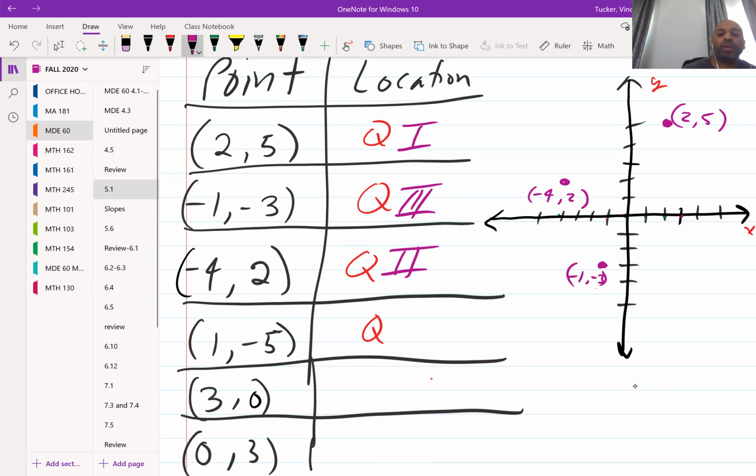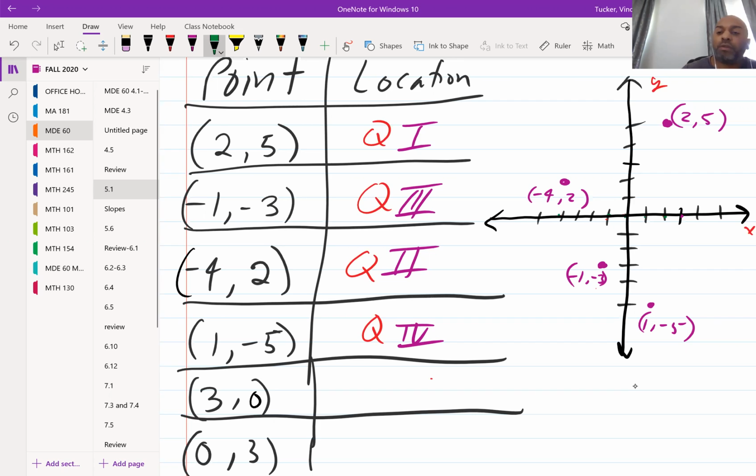Then for that fourth point, start at your origin once again. Since it's +1, you go to the right 1. And then we go down 5 for that -5. So before we go to those next 2 points, any questions? No. All right. Oh, I didn't put it up here. This is quadrant 4.